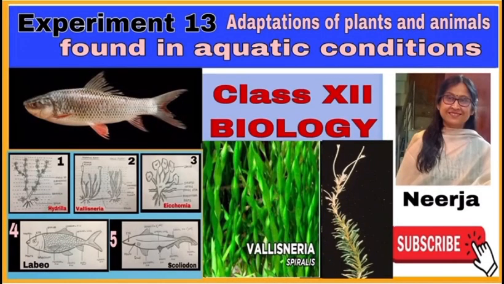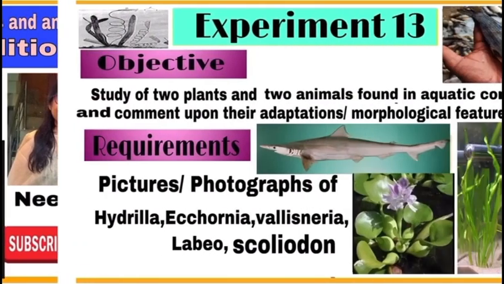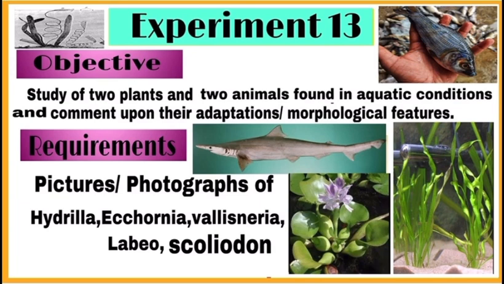Hello students, this is experiment number 13, adaptations of plants and animals found in aquatic conditions. First, write the objective of the experiment: study of 2 plants and 2 animals found in aquatic conditions and comment upon their adaptations or morphological features.